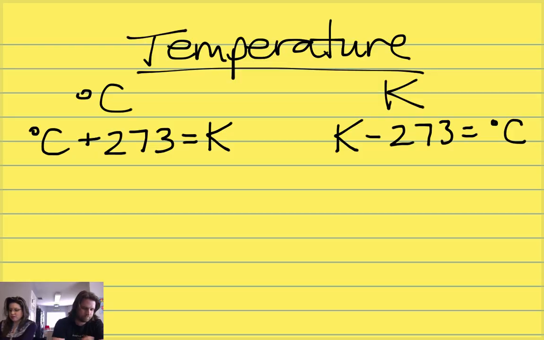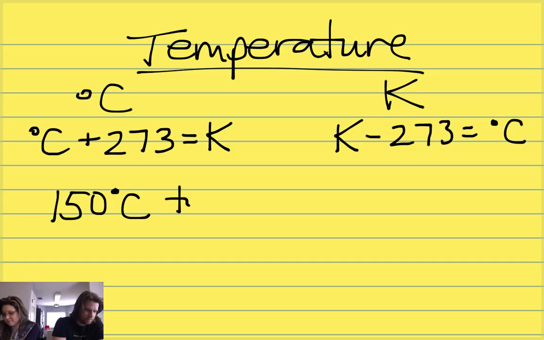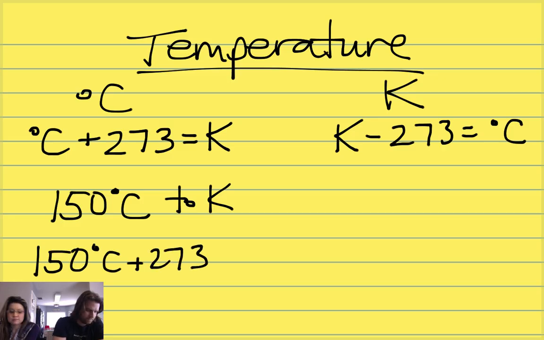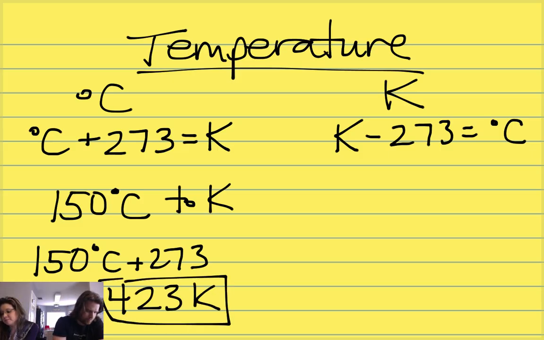Let's practice. Okay, let's do 150 Celsius. It's Texas in the summer. Well, just kidding. That's way hotter. 150 degrees Celsius, and you want to convert that to Kelvin? Yeah. Well, that's really easy. All I have to do is do 150 plus 273, right? That's it. So that's 423 Kelvin. Got it. What next?